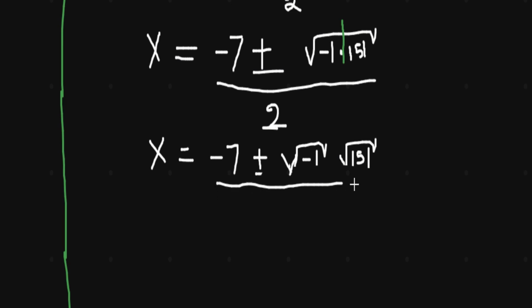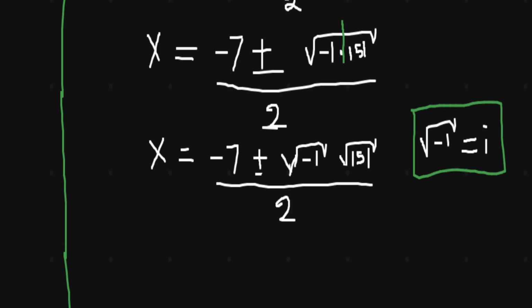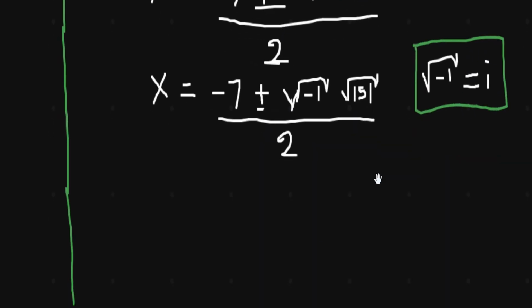So here we have written the root separately. We have split the root: the square root of minus 1 into 151 as the square root of minus 1 into the square root of 151. The value for the square root of minus 1 is iota, I. Root minus 1 equals I, so we are substituting I in the place of root of minus 1 here.